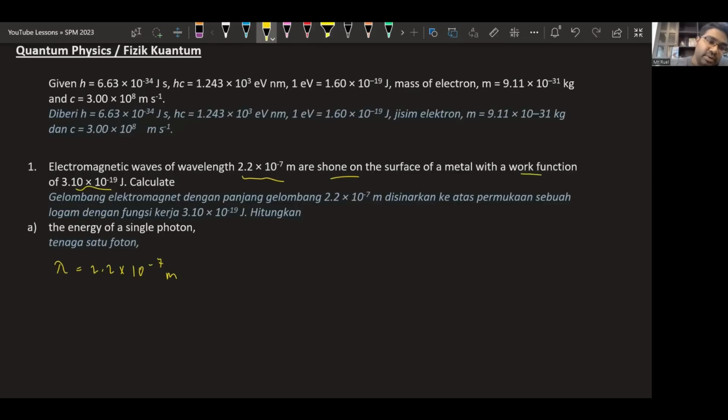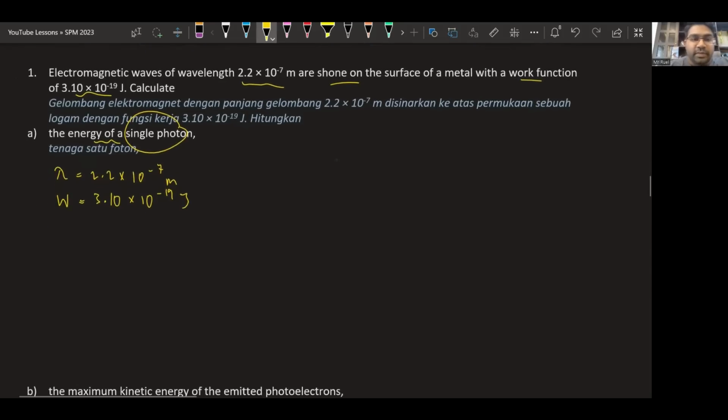So we have the W, which is 3.10 times 10 to the power negative 19 joules. What they want you to calculate is the energy of a single photon. So for the energy of a photon, we are going to use the formula E equals hf. However, we don't have frequency here.